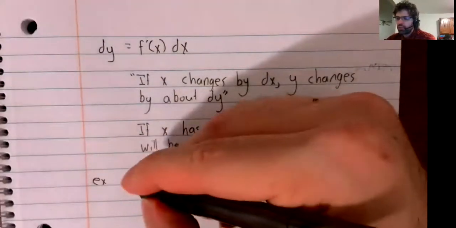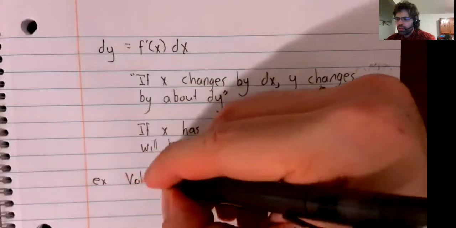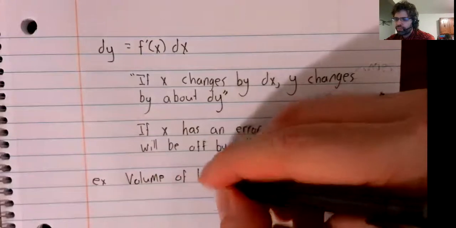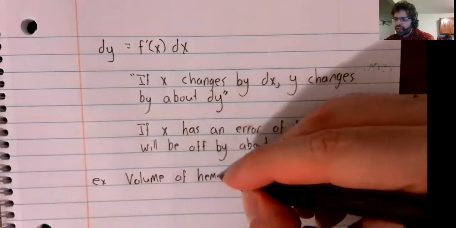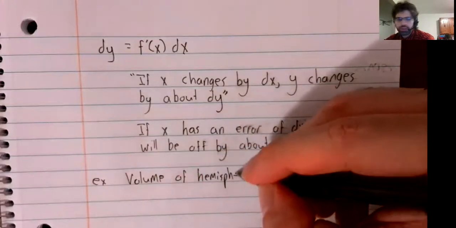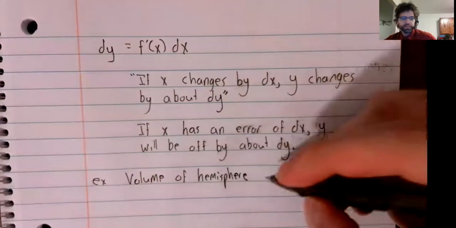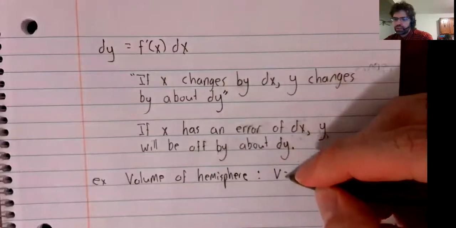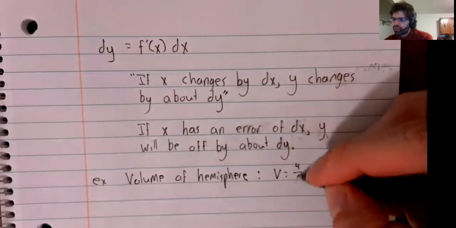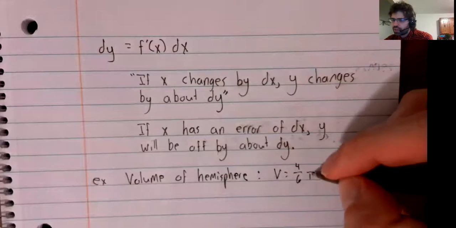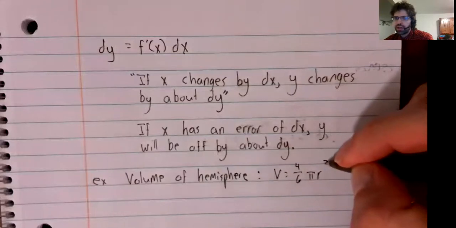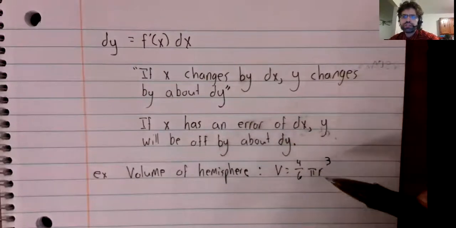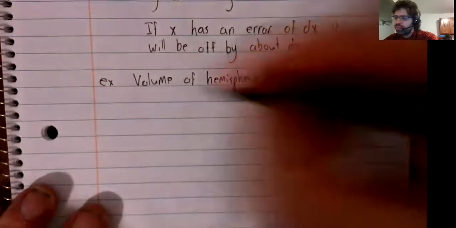For example, the volume of a hemisphere is 4/6 pi r cubed, where r is the radius.